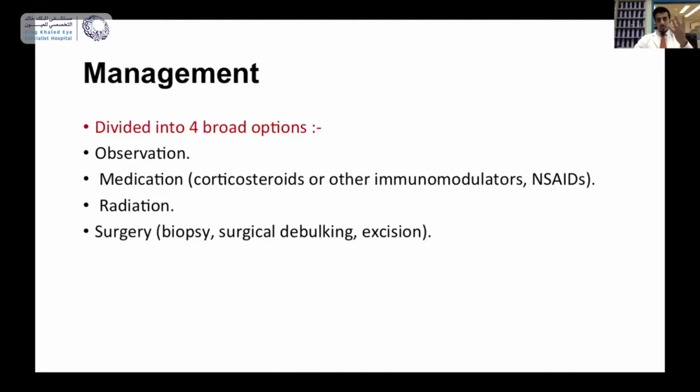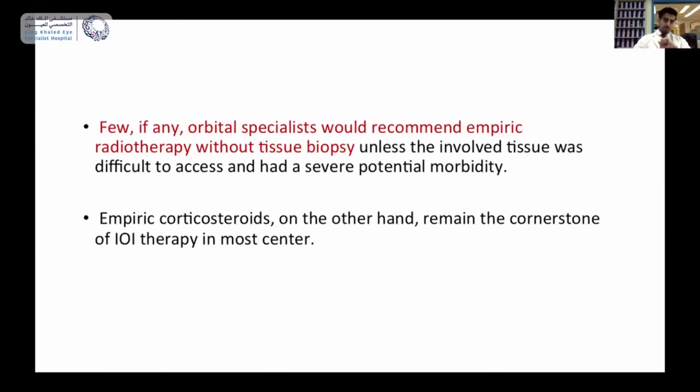Management is usually divided into 4 options. One, observation. Two, medication, which is corticosteroid and/or other immunomodulators, plus or minus nonsteroidals. Three, radiation. And four, surgery in the form of biopsy and surgical debulking. Few, if any, orbital specialists would recommend empiric treatment with radiation without tissue biopsy. However, empiric corticosteroid, on the other hand, remains the cornerstone of idiopathic orbital inflammation treatment in most centers.